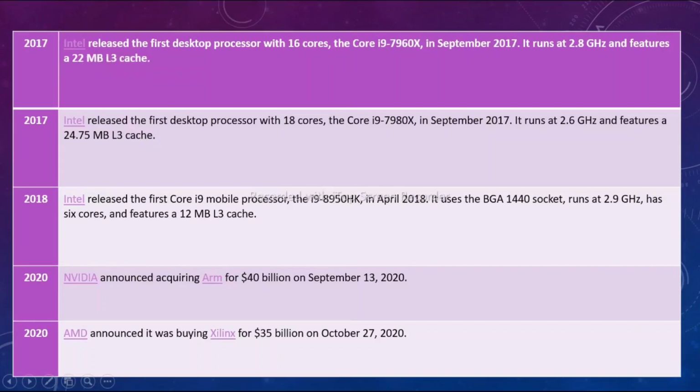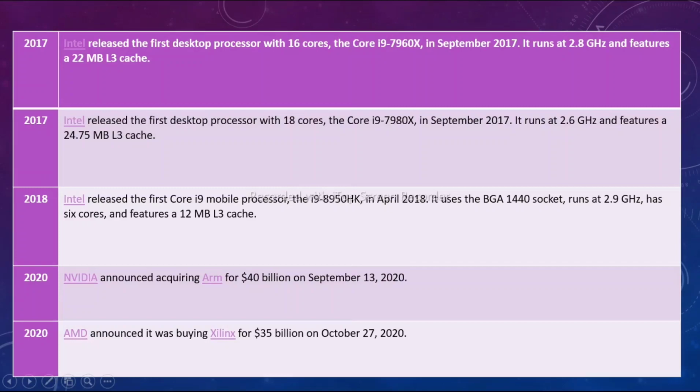In 2017, Intel released the first desktop processor with 16 cores, the Core i9-7960X. In September 2017, it runs at 2.8 GHz and features 22 megabytes of L3 cache. In 2017, Intel released the first desktop processor with 18 cores, the Core i9-7980XE. In September 2017, it runs at 2.6 GHz and features 24.75 megabytes of L3 cache.